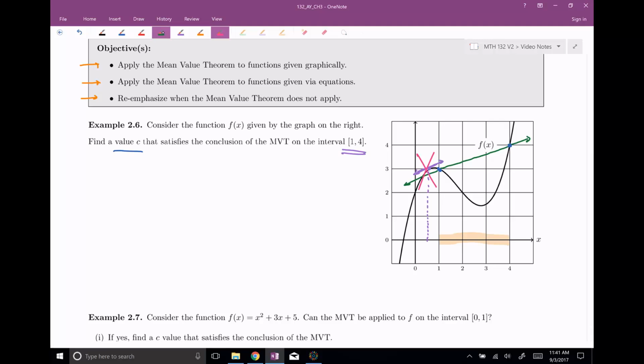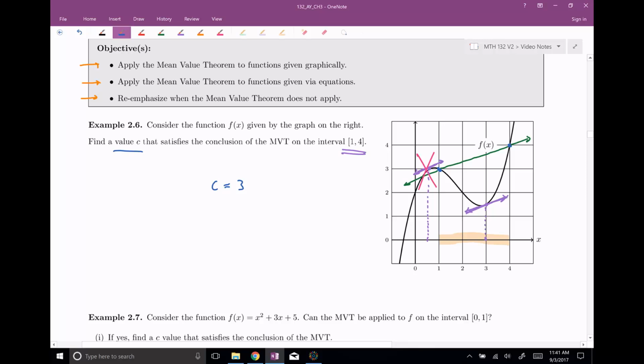The correct one that we don't want to ignore is somewhere over here, somewhere right around 3-ish. If I go ahead and draw my tangent line at around 3, we can see that it's parallel to this secant line. So somewhere right around 3, there's a good c value where the tangent line is parallel to the secant line. So I'm going to go ahead and say c is equal to 3.